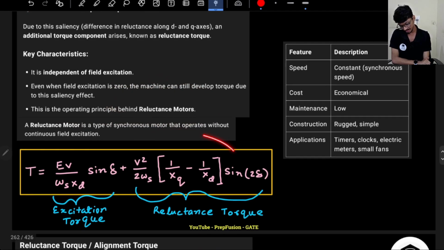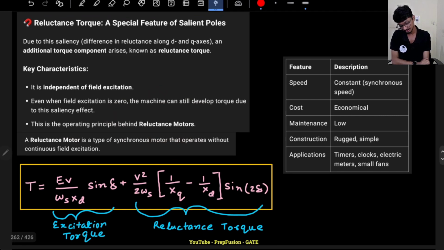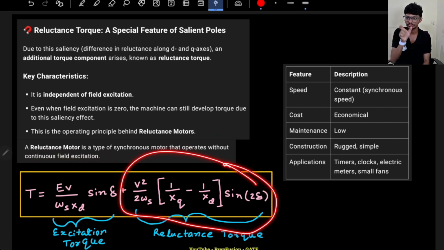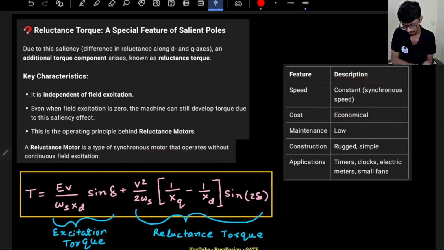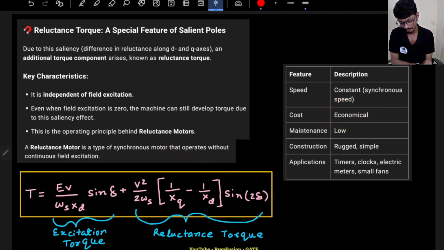Okay, so we will understand what is reluctance torque. Okay, so again, what is a reluctance motor? Reluctance motor is just a synchronous motor which operates without continuous field excitation. So if I don't give any field excitation, still there will be some torque developed, and that torque is known as reluctance torque. Motor will still rotate at the same constant speed, but obviously torque will be lower, right? Because this component is not there, so torque value will be lower. Cost will be economical. Okay, maintenance will be low because it will be a small motor.